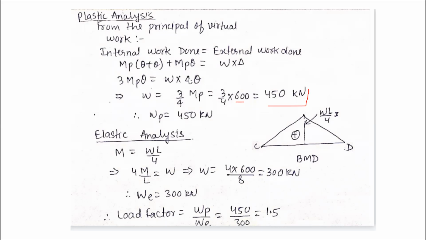Then sa elastic analysis niya, M is equal to WL over 4. Yan. So, cross multiply para makakuha tayo ng value ng W. So, 4 times 600 over 8 is equal to 300 kN. So, 8 na to is yung distance ng bawat span. Gets? So, ang WE natin is 300 kN. So, sa load factor naman is equal to WP over WE, which is yung 450 natin. Ito, 450 kN over 300 is equal to 1.5.